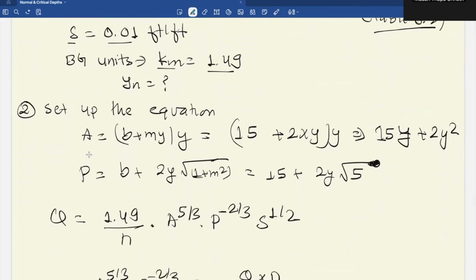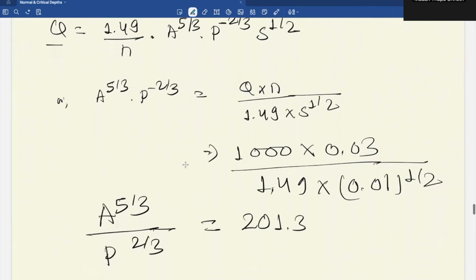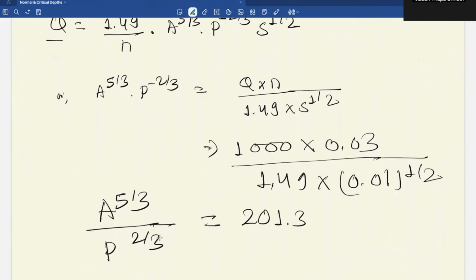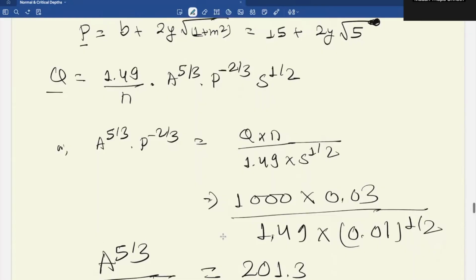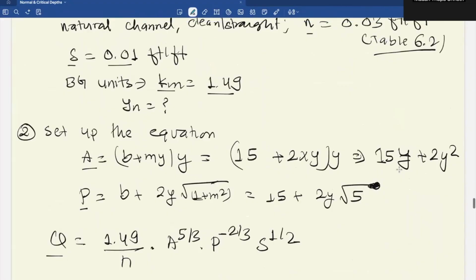So similarly, I calculate area and perimeter. After that, we know the Manning's equation, so I use that here. For easier computation, I rearranged the terms to make area times wetted perimeter term equal to 201.3. Basically, it will help me compute A by P easily using this formula. So we just need to input the value of y.